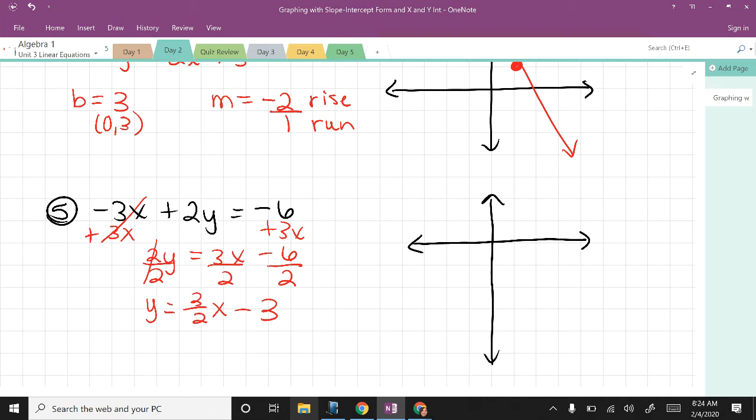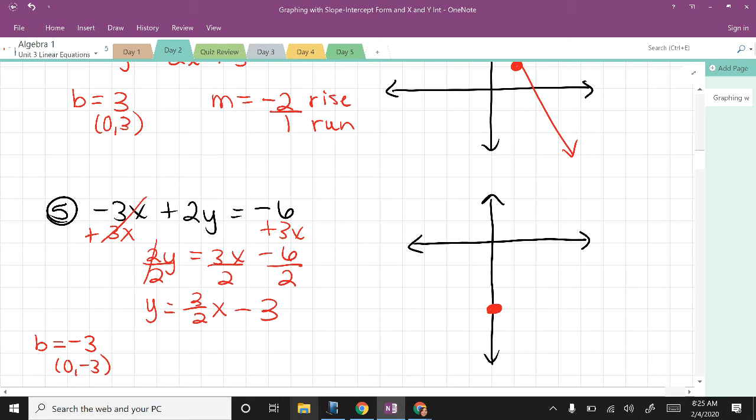Alright. So is everybody okay with how we got that in slope-intercept form? Yes, ma'am. And then we simplified our fractions. 3 over 2 will simplify. Alright, so what's my B? B is negative 3. So that's why I drew my graph like this because my y-intercept is down there. Y'all see that? Okay. So 0, negative 3. And that's on the y-axis. First point. Always, always on the y-axis.